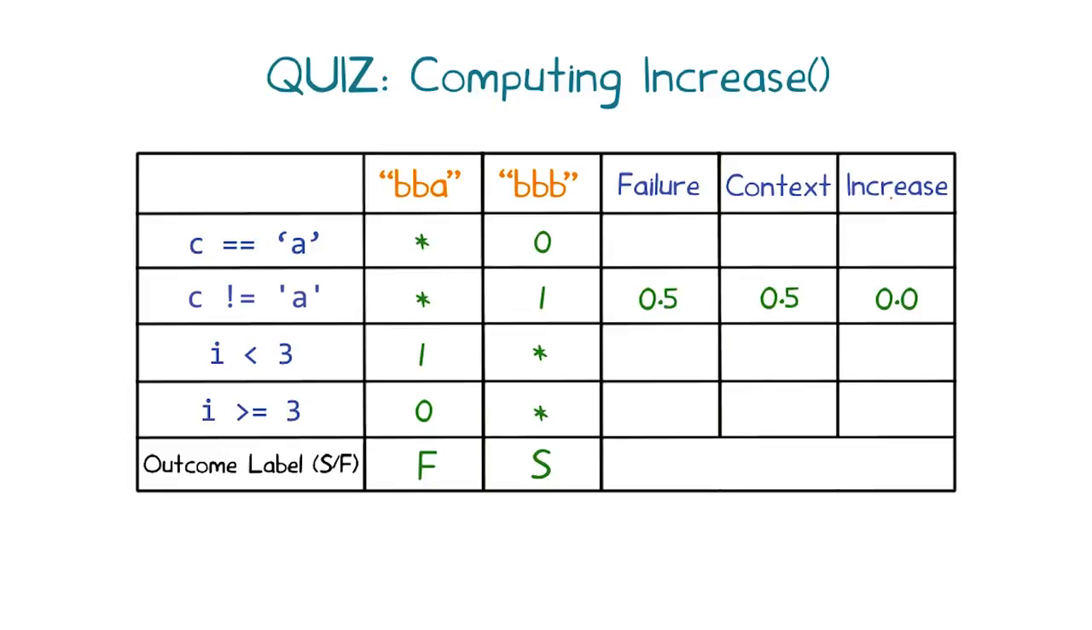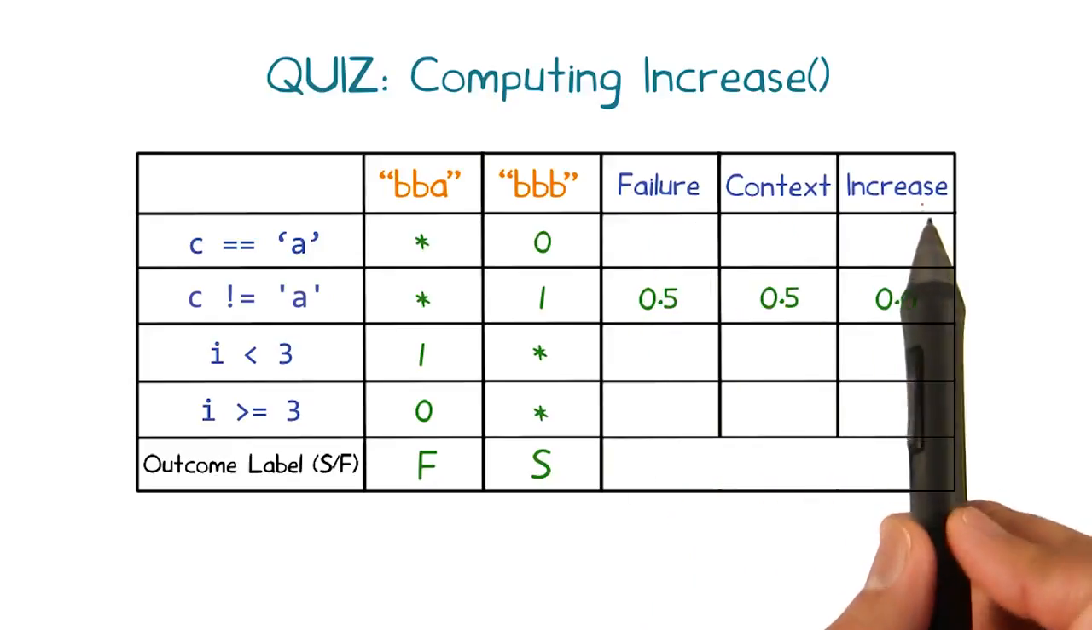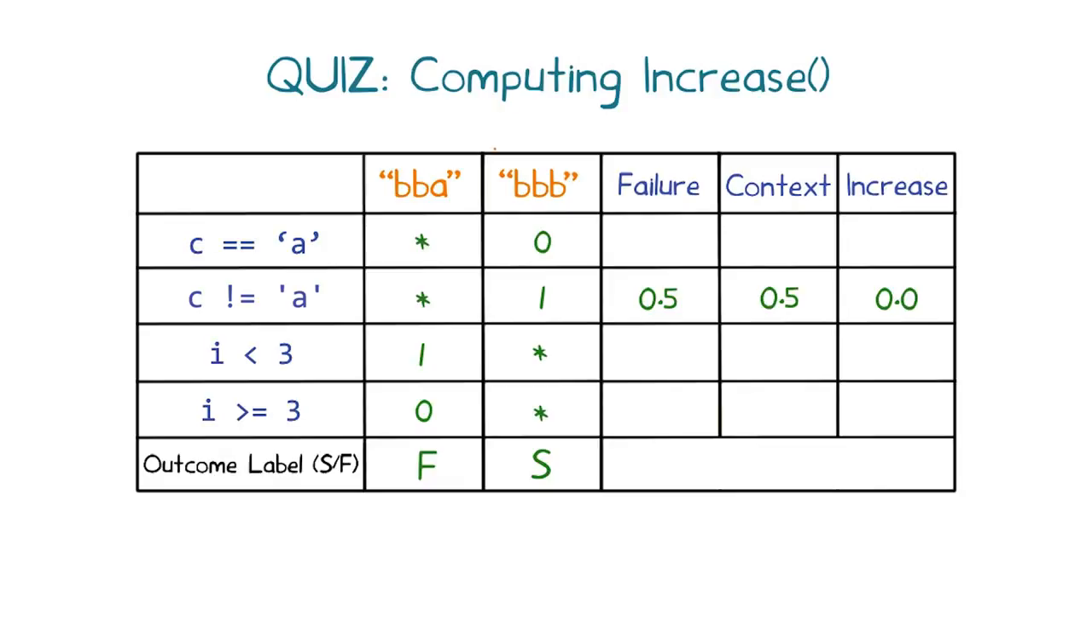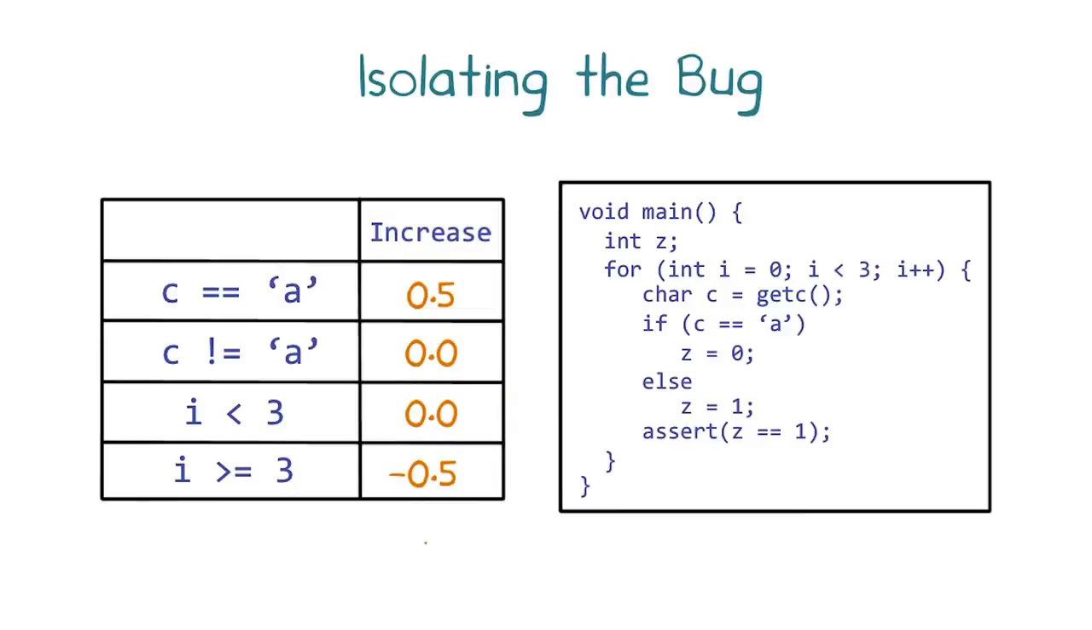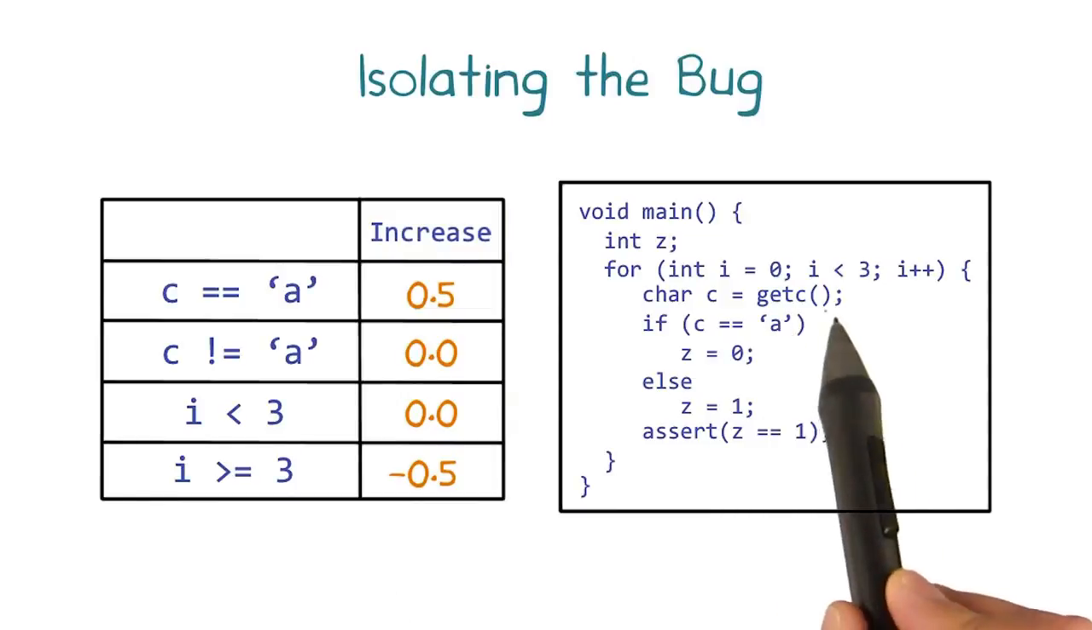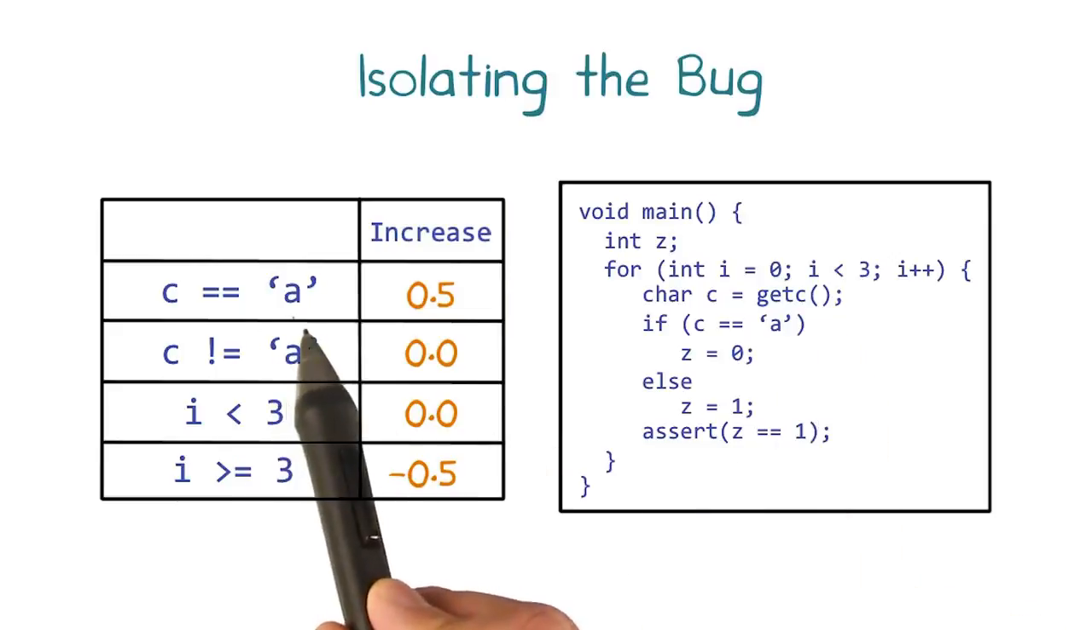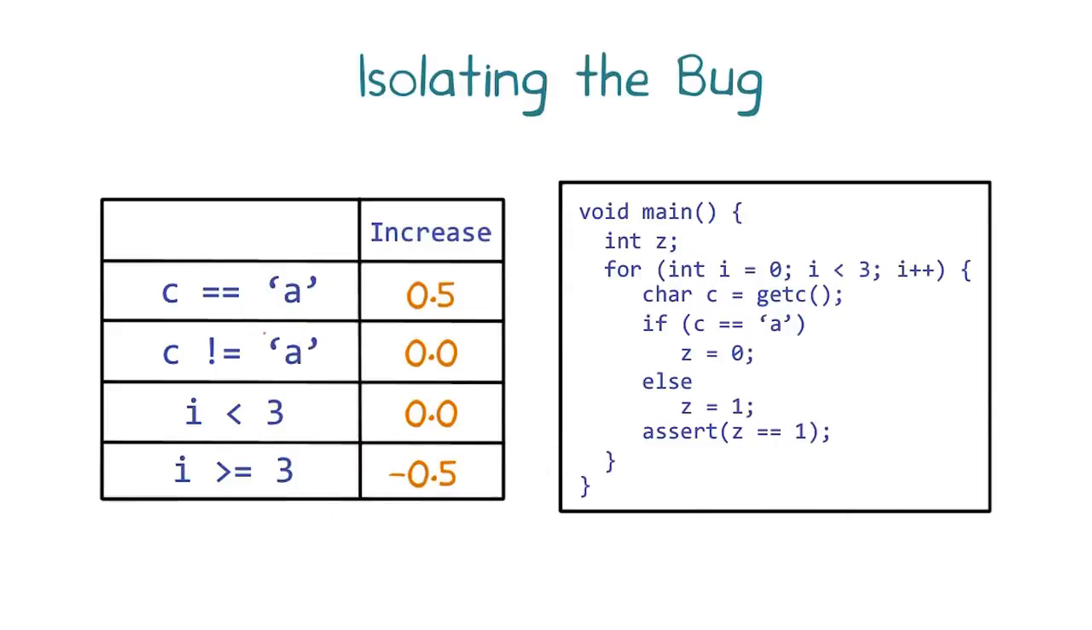Now, to check your understanding, compute the failure, context, and increase metrics for the remaining 3 predicates. Looking at the increase scores, we can now see which program behavior is a strong indicator of failure. When the character returned by getC is a lowercase a, then something happens that tends to cause the program to fail. This allows us to focus our debugging effort on inspecting the code around that program point, rather than the crash point. This is a desirable property of the increase metric.